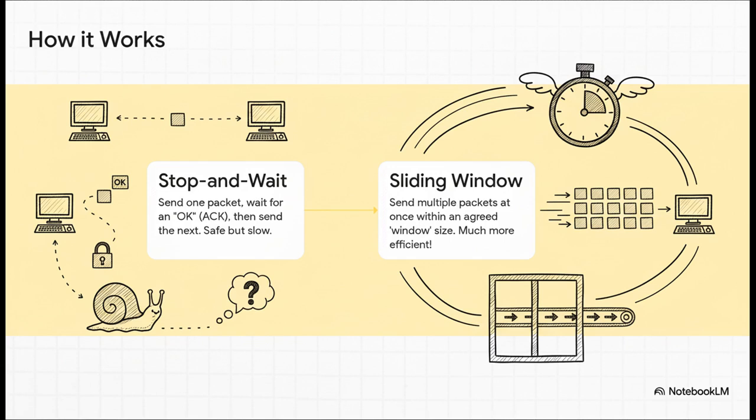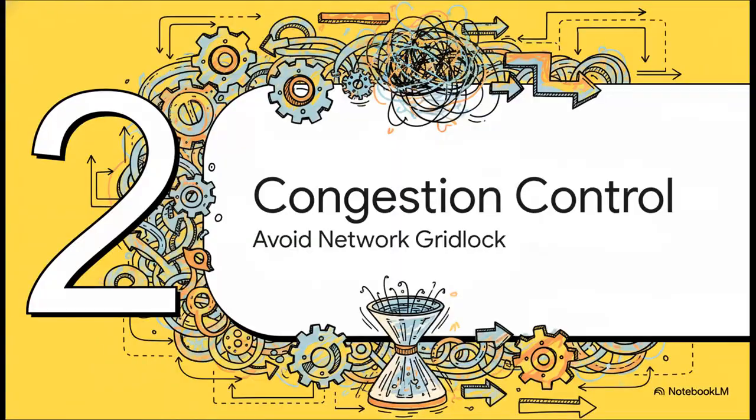That's why there's a much smarter method called the sliding window. In this case, both sides agree on a window size. Let's say it's 10 packets. Now the sender can send all 10 of those packets at once without waiting for an ACK for each one. It's way more efficient.